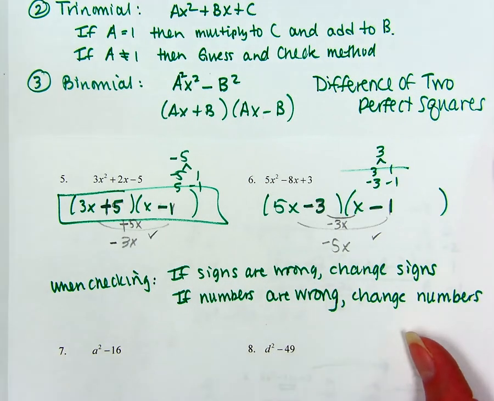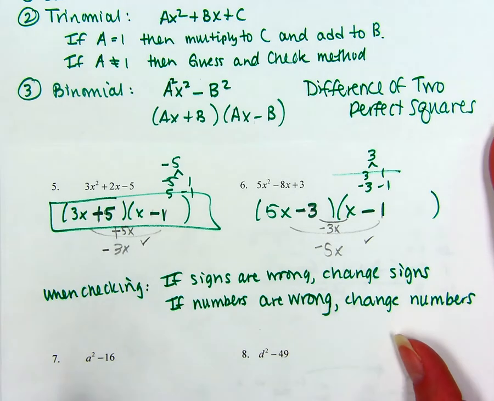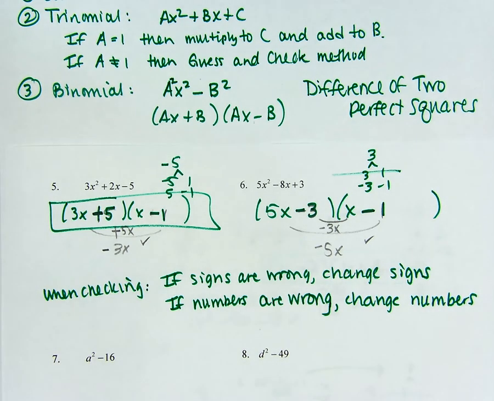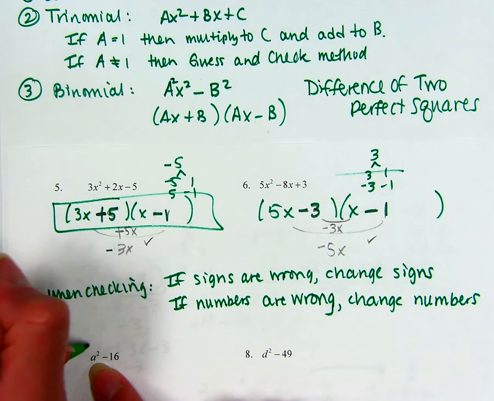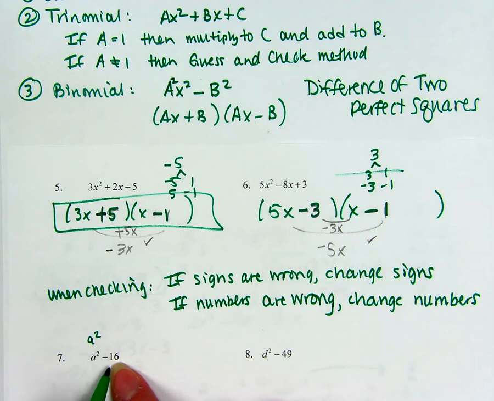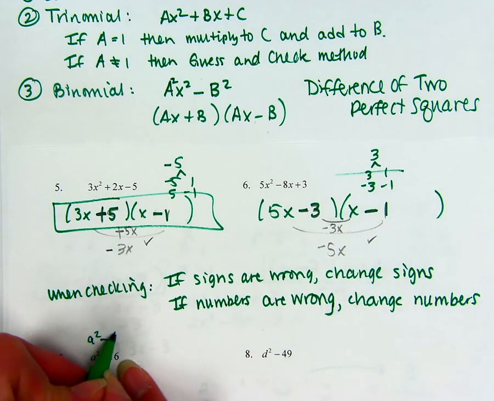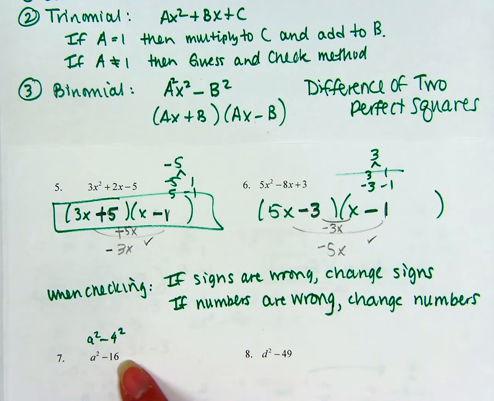Difference means that you are subtracting, right? All these problems are subtracting. And a perfect square is something that you can take the square root of and you get a whole number. So if we look at what's being squared here, this is a times a, right? This is a squared. What's being squared here, the square root of 16, is 4. So this is like a squared minus 4 squared.